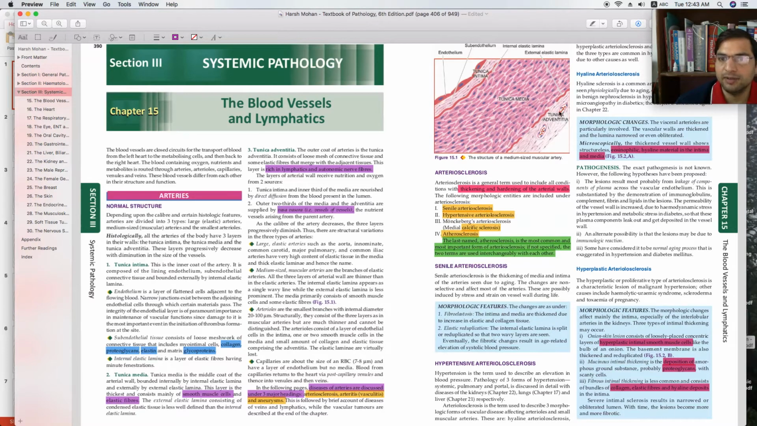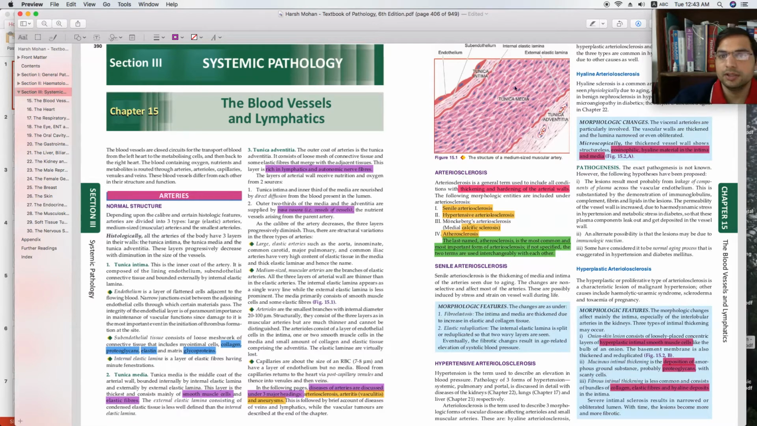This tunica adventitia has a nerve supply. The blood vessels have their own nerve supply, and the walls of the blood vessels also have their own blood supply. The vasa vasorum is the blood supply of the blood vessels. So blood vessels are also supplied by blood vessels, the vessels of the vessels. The tunica adventitia, the outermost layer, has autonomic nerve fibers, and it has lymphatics also, right?